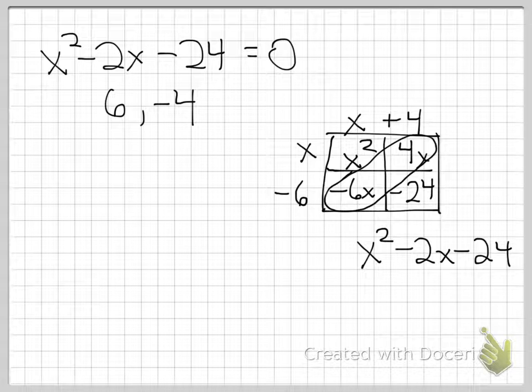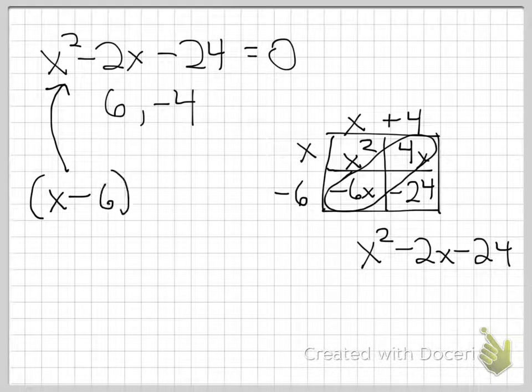So what we actually had up here was x minus 6 and x plus 4. So when reversing the idea of using multiplication, we can factor it to see that x squared minus 2x minus 24 is x minus 6, x plus 4.